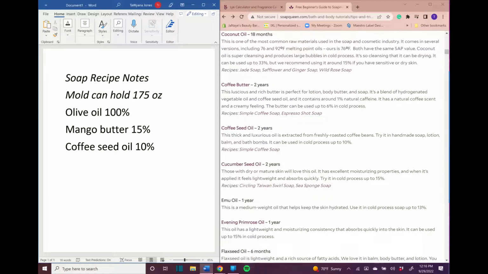Now the next thing that is needed is basically the knowledge that a soap recipe is 70% oil, 30% lye water solution. So your oils only make up 70% of your recipe. So you have to do a little bit of math.